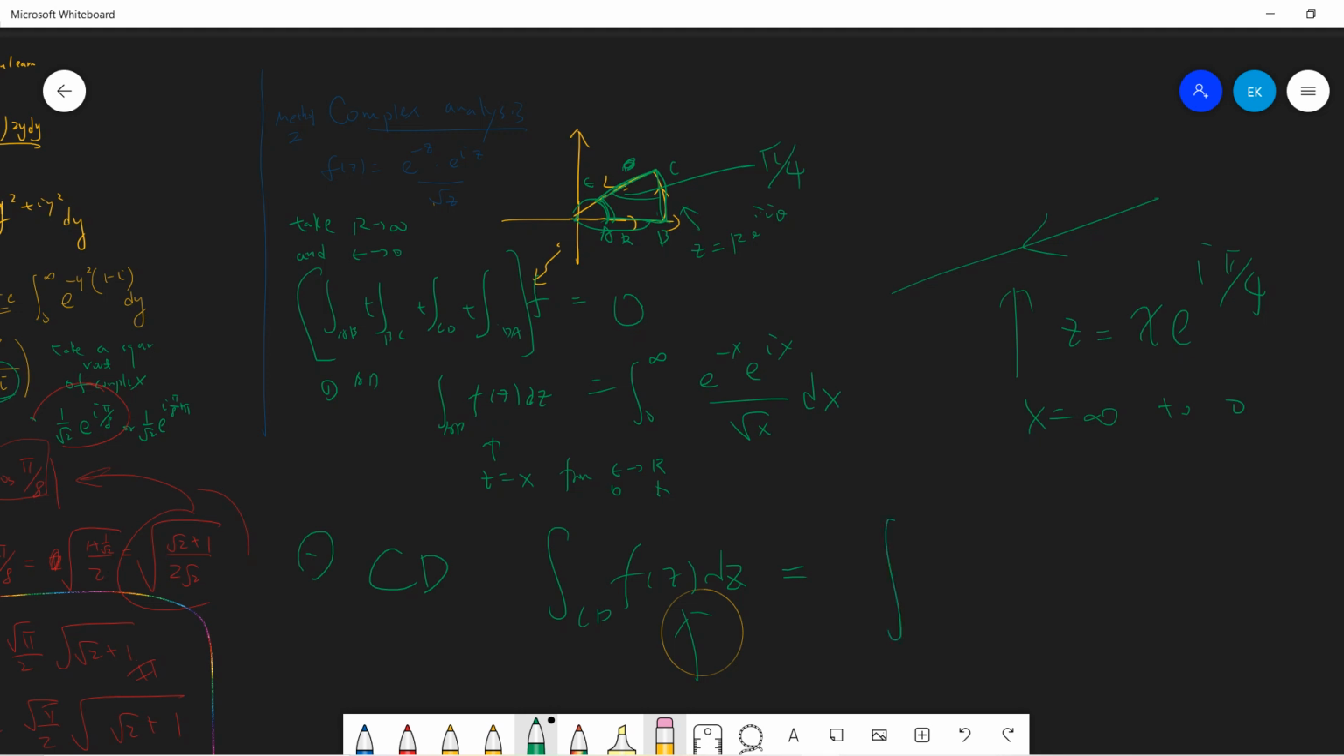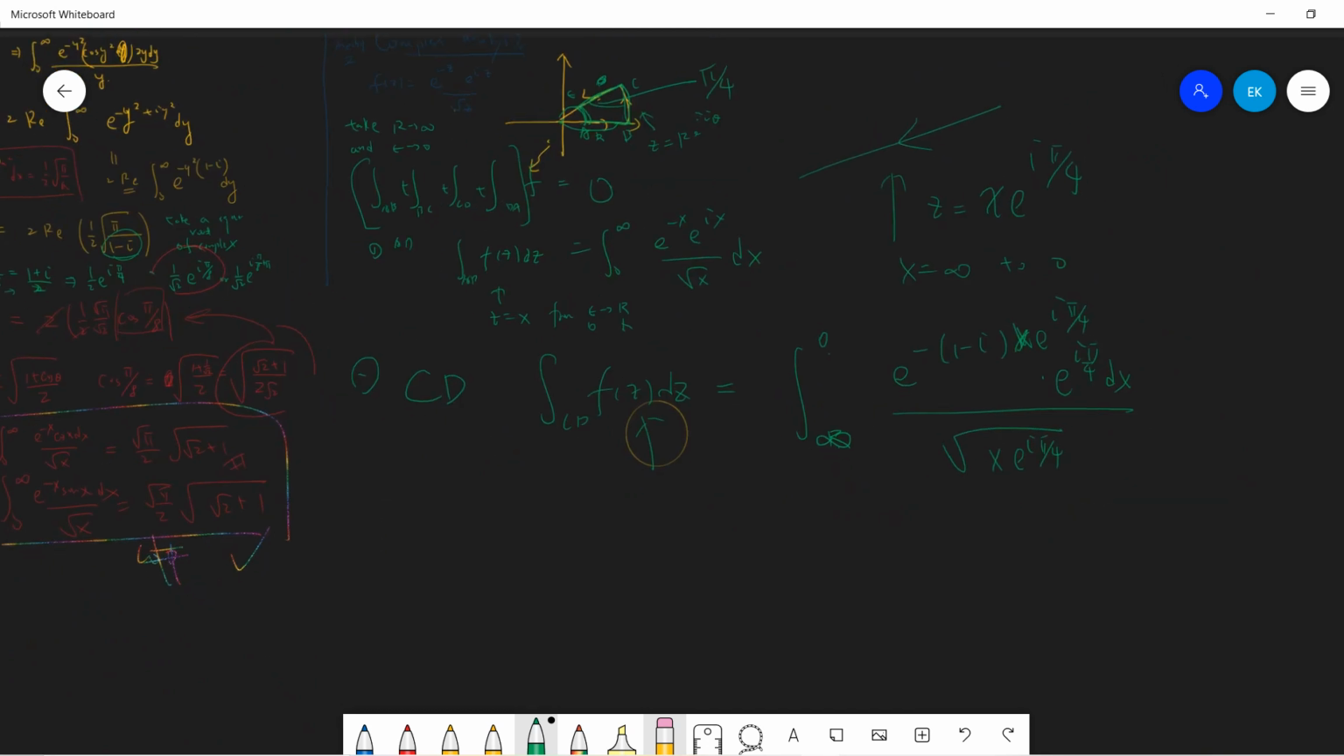It's a little bit tricky. So you get the integral in R from 0 to infinity, because you start from infinity to 0, and the exponential of minus 1 minus i, R exponential i pi divided by 4, exponential i pi divided by 4. Let's say this is x, and dx divided by square root of x exponential i pi divided by 4. So the final computation is just to compute this. This is a little bit difficult, but if you do it carefully, then you should get this.